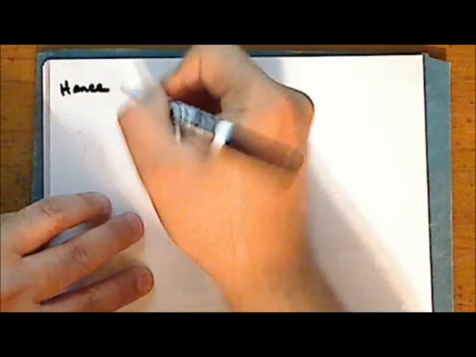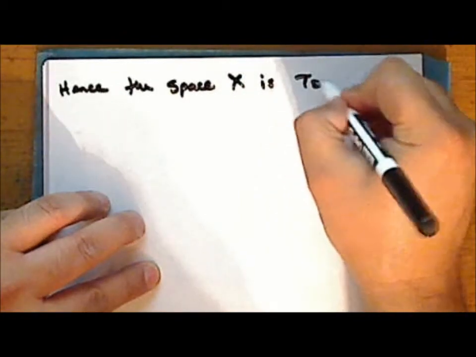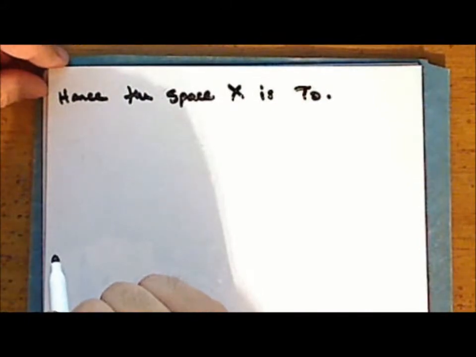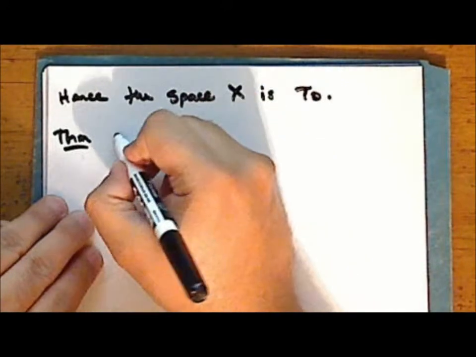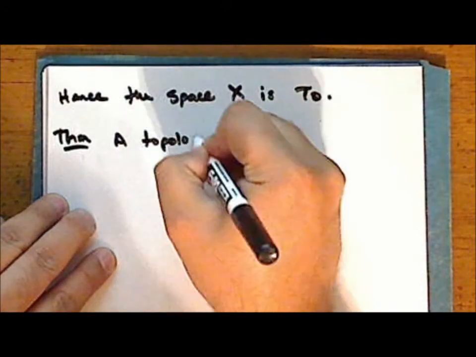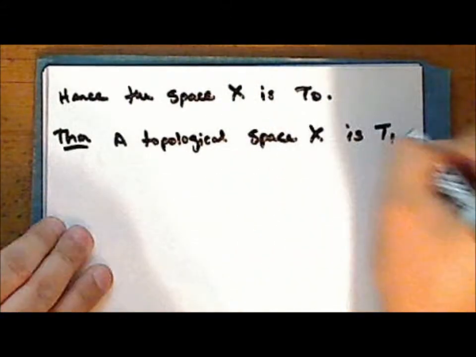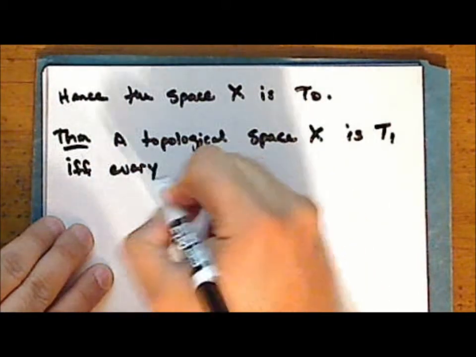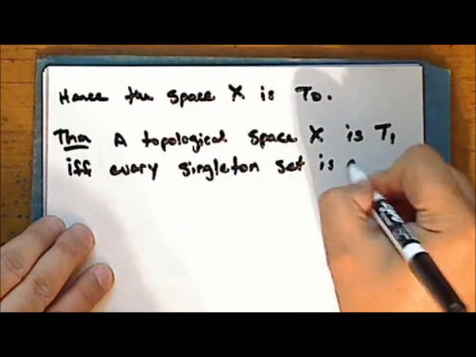And hence, the space X is T0, or Kolmogorov. Okay, so there exists a very simple test to determine whether or not a given space is T1, or Fréchet, and so we'll state that now as a theorem. A topological space X is T1, or Fréchet, if and only if every singleton set is closed.